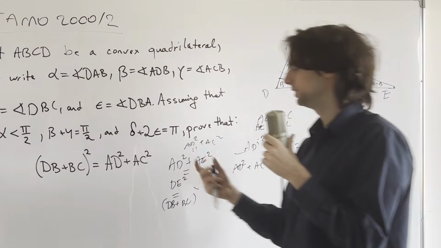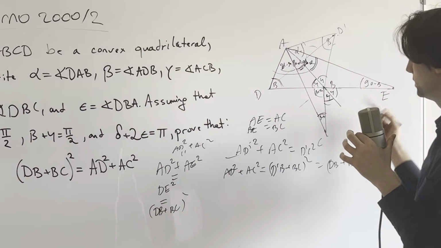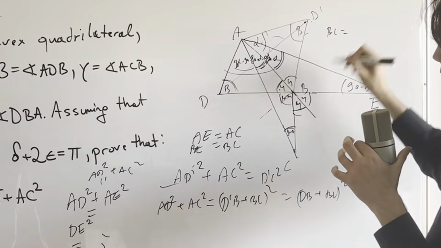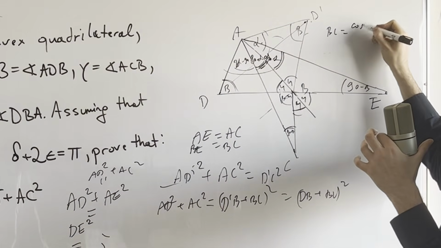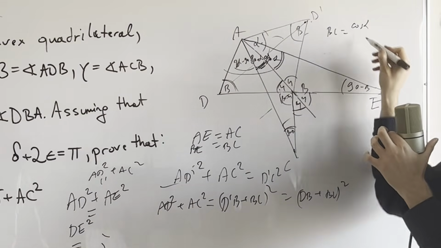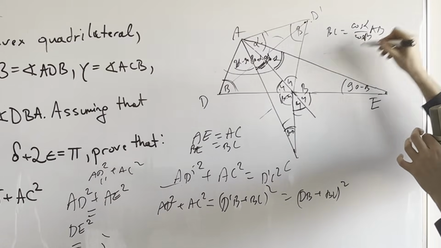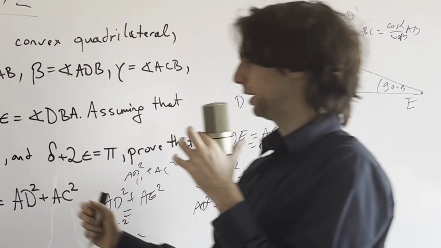BC, DB, AD, AC, all with respect to the elements of the triangle. So what do we have? BC is going to be what? Looking at the sine of this triangle, it's going to be cosine of alpha times cosine of beta over AB. So now let's do everything with respect to AB. What do we have? So this is BC.